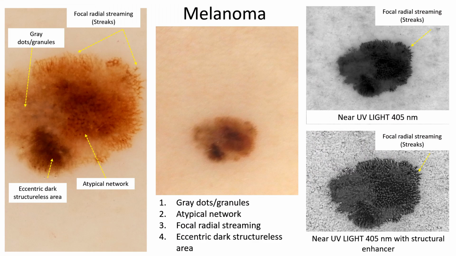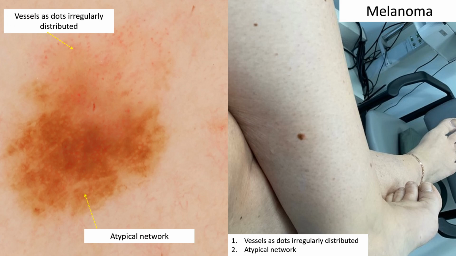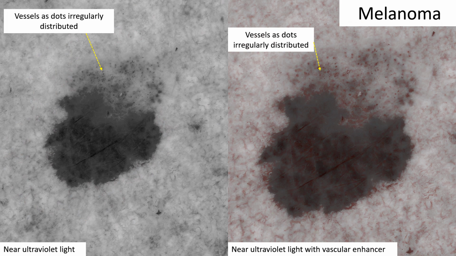In this melanoma, we can see the focal radial streaming or streaks. We have an atypical network. We have an eccentric dark structureless area and gray dots granules, and these are all seen with the contact polarized mode. In near ultraviolet light, with structural enhancers, you can see dramatically the focal radial streaming. In this lesion here, we have an atypical network as well as dots that are irregularly distributed. If now we look in the near ultraviolet light, we can see these vessels as dots, irregularly distributed, but it's quite prominent. We use the near ultraviolet light with the vascular enhancer.